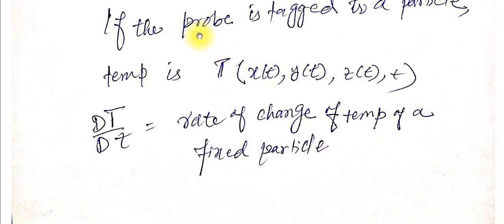Mathematically, if we write this discussion in mathematics, that is the temperature dT by dt. This t is time and this T is temperature. It is the rate of change of temperature of a fixed particle. We have considered only a fixed particle, so dT by dt is the rate of change of temperature of that particle.